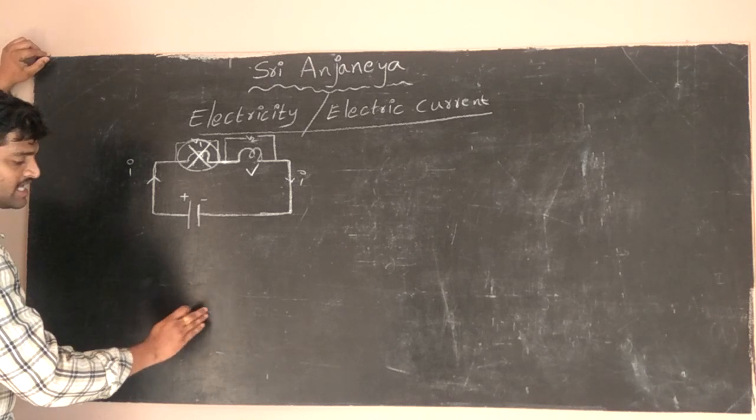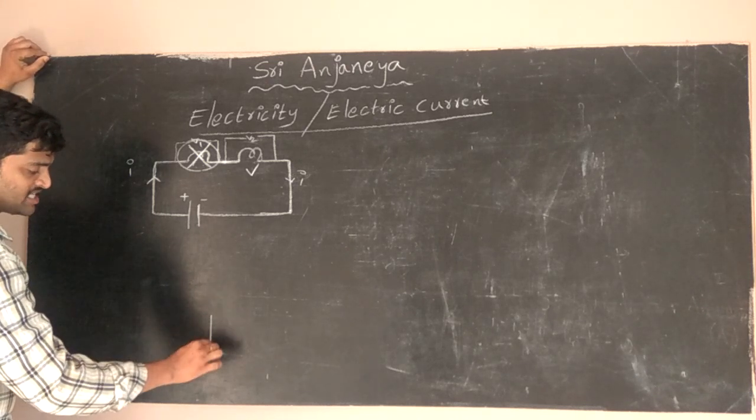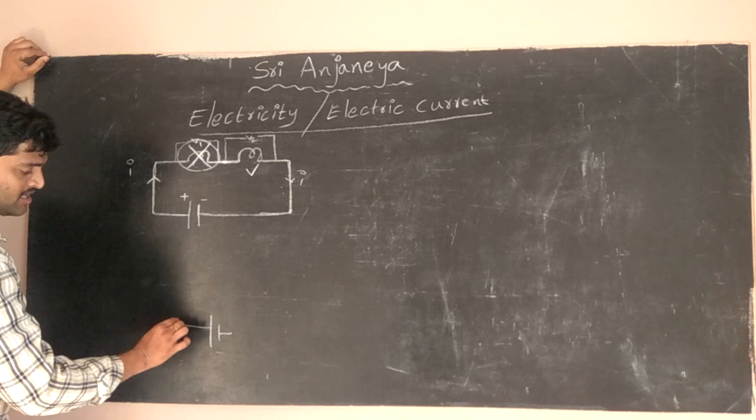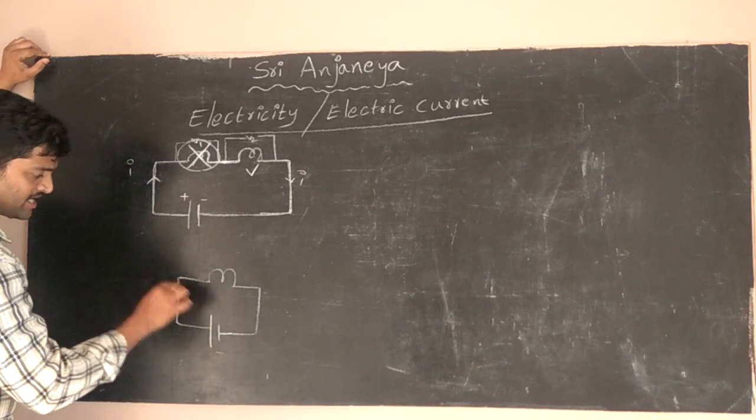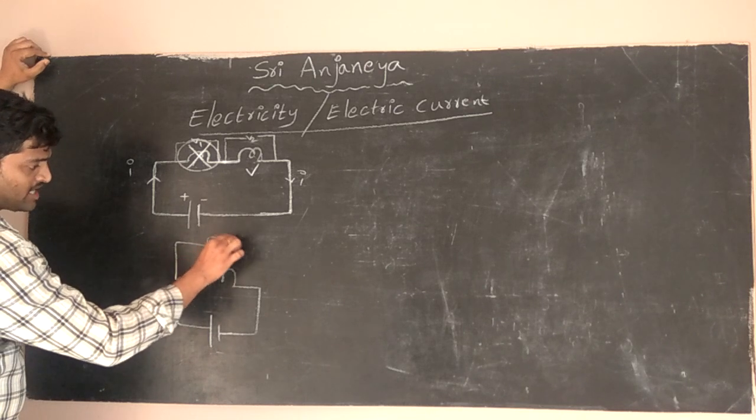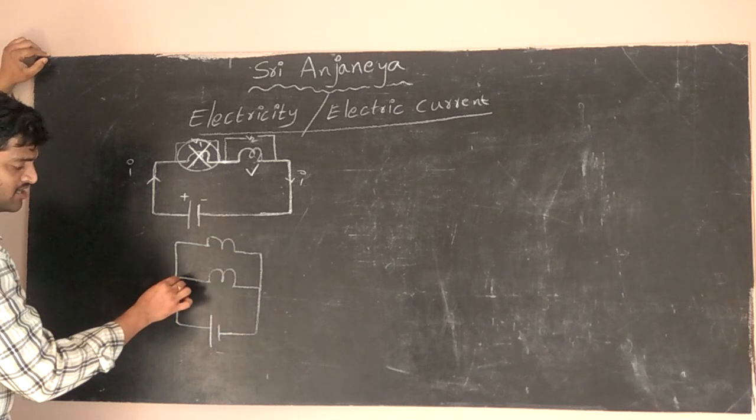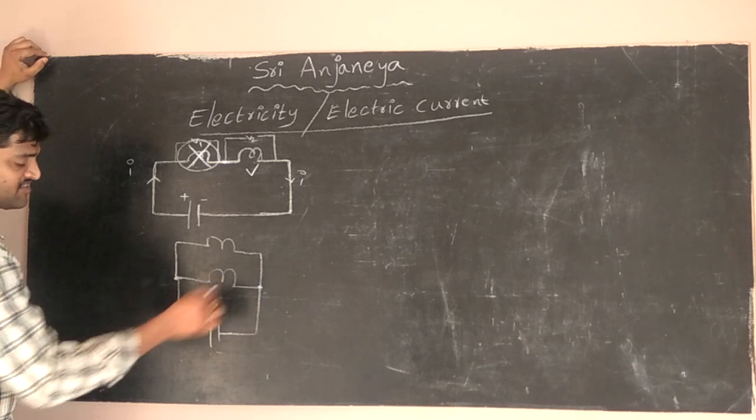Next, coming to the parallel connection. Parallel connection is nothing but individually these two bulbs are connected to the battery. So here we can see that two junctions are formed. Here is one junction and this is another junction.